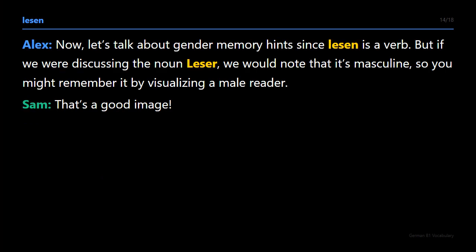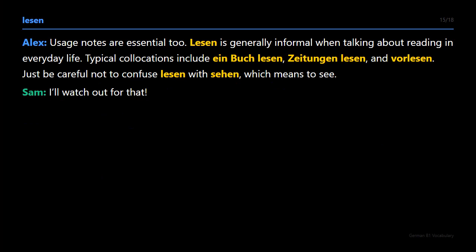Now, let's talk about gender memory hints. Since lesen is a verb, it has no gender. But if we were discussing the noun Leser, we would note that it's masculine, so you might remember it by visualizing a male reader. That's a good image. Usage notes are essential too.